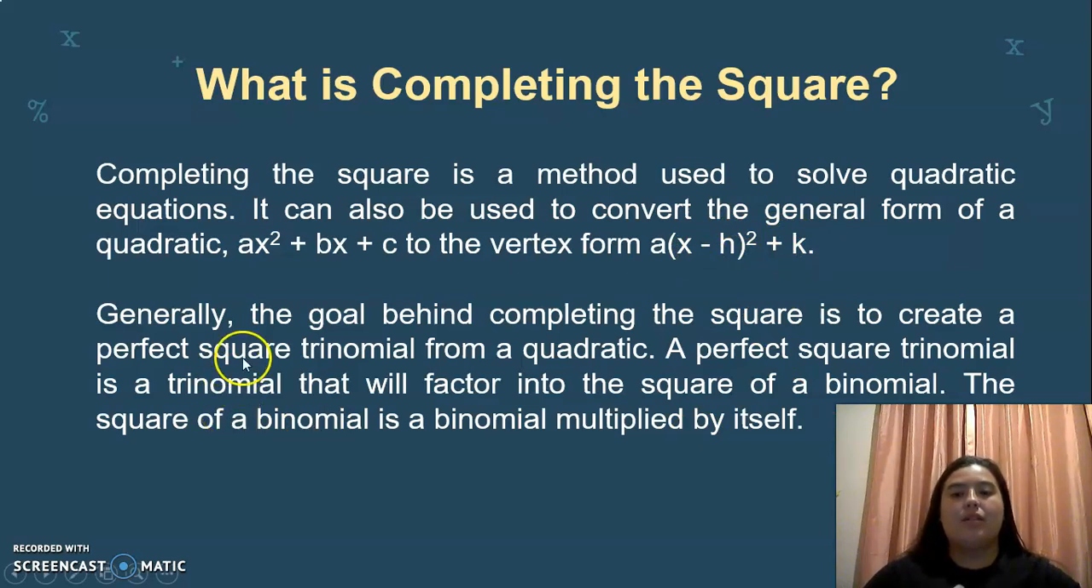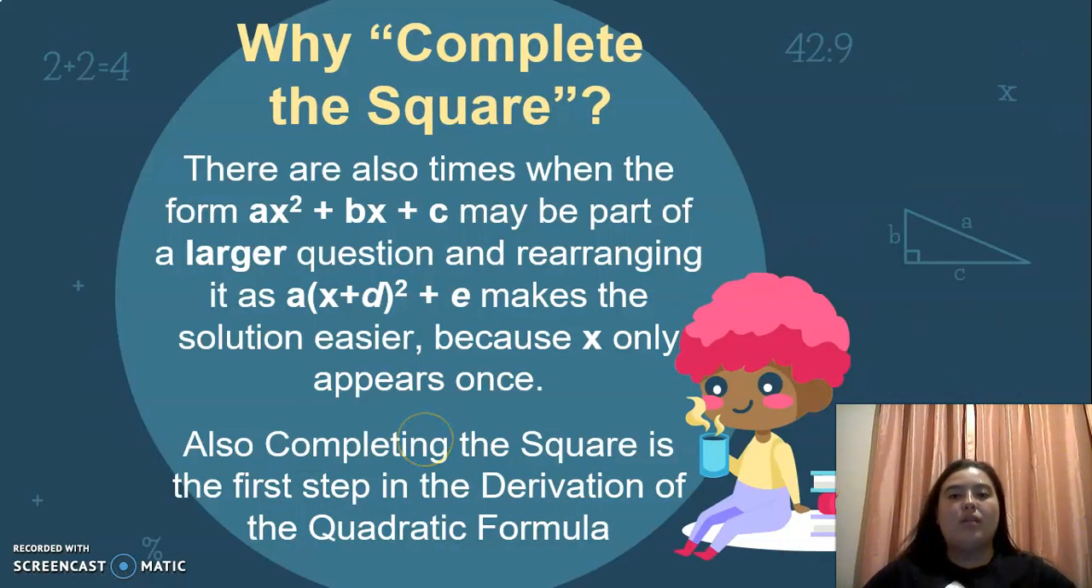So generally, the goal behind completing the square is to create the perfect square trinomial from a quadratic. A perfect square trinomial is a trinomial that will factor into the square of a binomial. The square of a binomial is a binomial multiplied by itself, okay? So why complete the square?